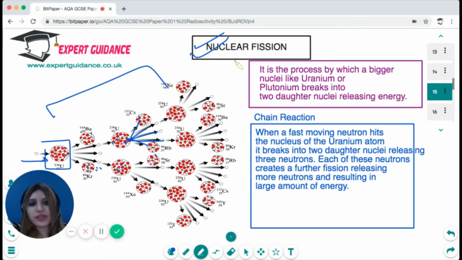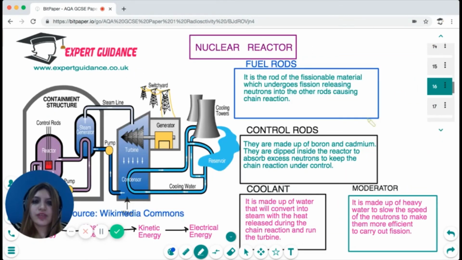So what is nuclear fission? It is a process by which a bigger nucleus like uranium or plutonium breaks into two daughter nuclei, releasing energy. Now, why is it a chain reaction? Because a fast-moving neutron hits the nucleus of the uranium atom. It breaks it into two daughter nuclei, releasing three neutrons. Each of these three neutrons creates a further fission, releasing more neutrons, resulting in a large amount of energy, constituting the chain reaction. Okay.